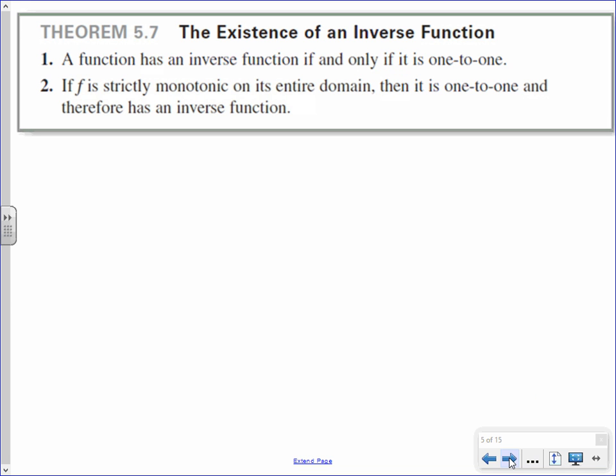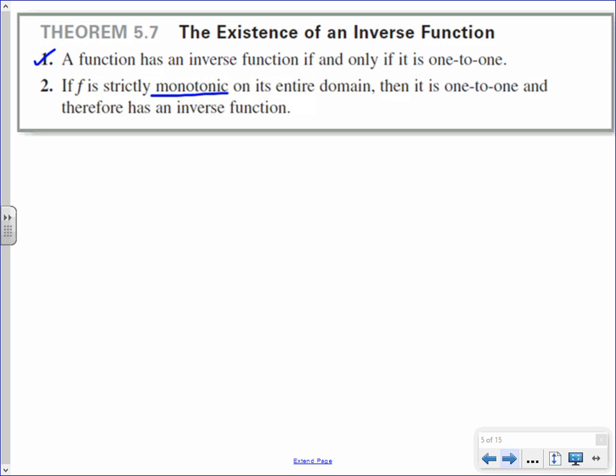So this is what we just talked about, the horizontal line test. If a function passes the vertical line test and the horizontal line test, we call it 1-to-1. That's something that we talked about that first week of school. Don't worry about writing that down. What's important is this word right here, monotonic. If f is monotonic on its entire domain, then it's 1-to-1, meaning it has an inverse.